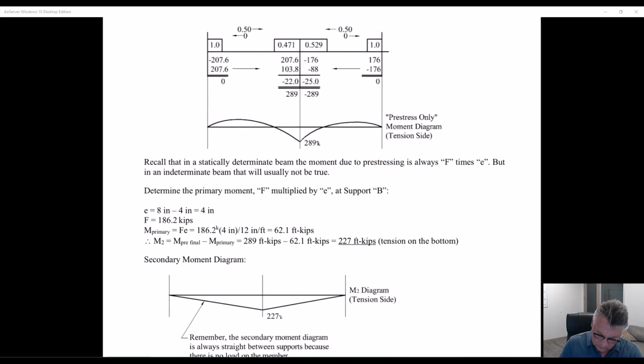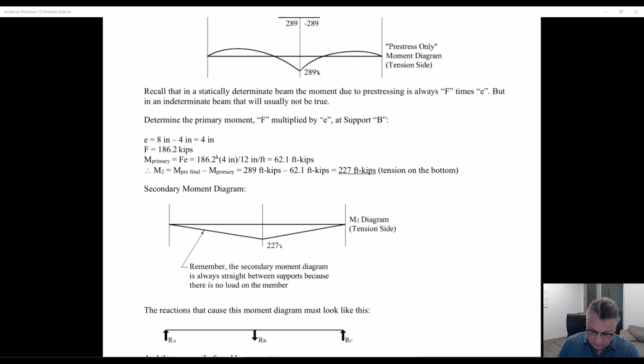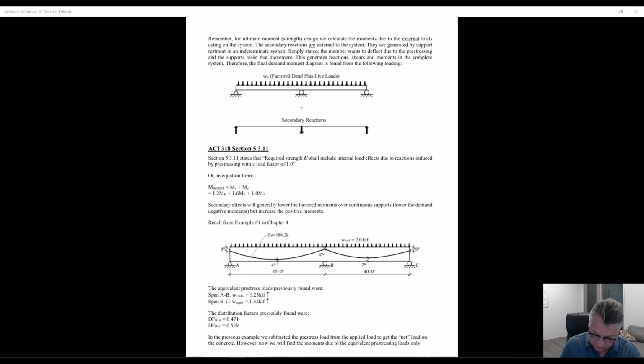So, we've learned that the only place in a two-span beam that the secondary action is happening is at this location. What we're trying to do is figure out what the secondary moment is here, because it will go to 0 here and it will go to 0 here. And it's happening due to the reaction down here. There will be a reaction up and a reaction up, and those won't affect the secondary moment. This one does. So remember, at support B, we had an eccentricity of 4 inches. Let's not get confused on that.